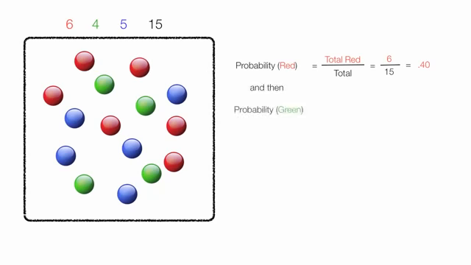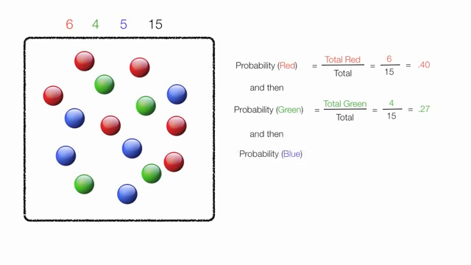And then what's the probability of picking a green marble? So I take the total green out of the total. This is equal to 4 out of 15, which is equal to 0.27. That's the probability of picking a green marble. And now I will put it back or replace it right there.